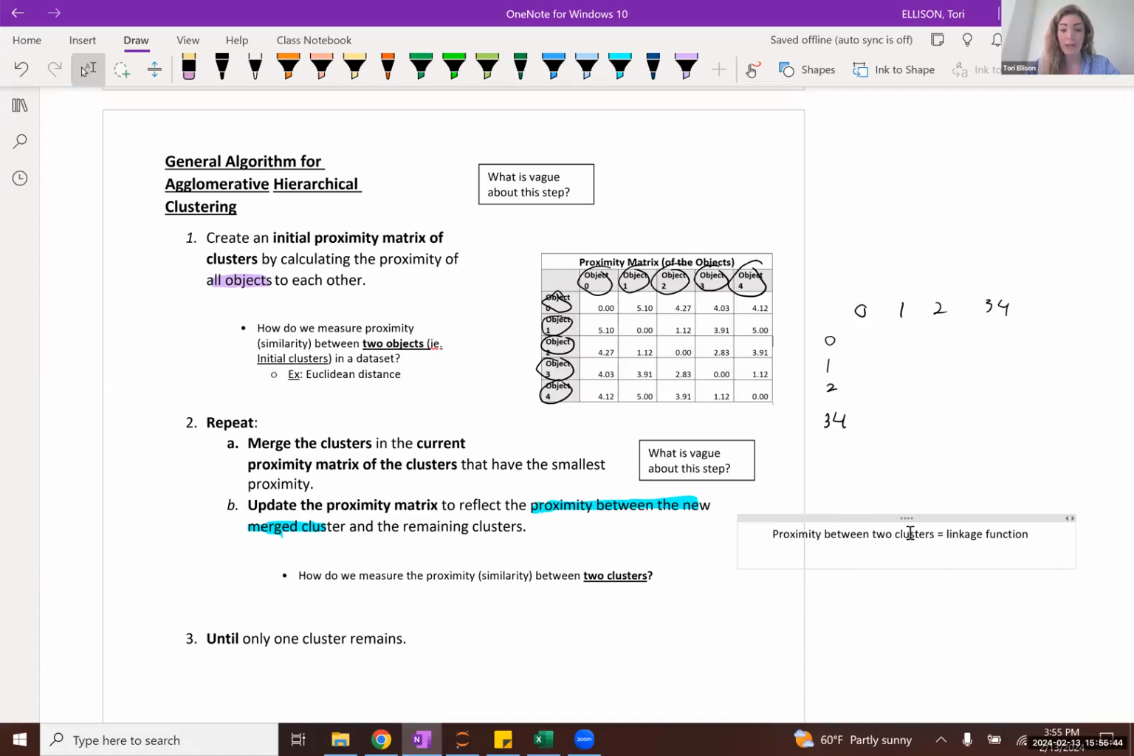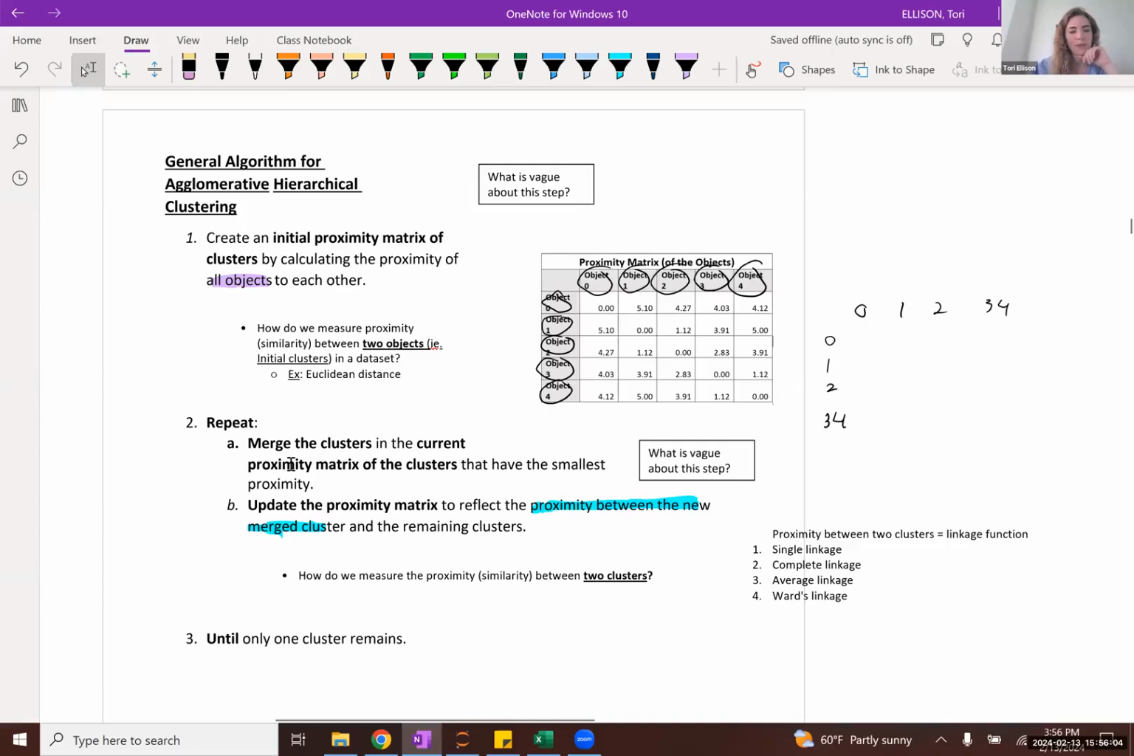There's a variety of different linkage functions that you could use. One of them is called single linkage. One is called complete linkage. One is called average linkage. And one is called Ward's linkage. So these are the most common ways to measure the proximity between two clusters.